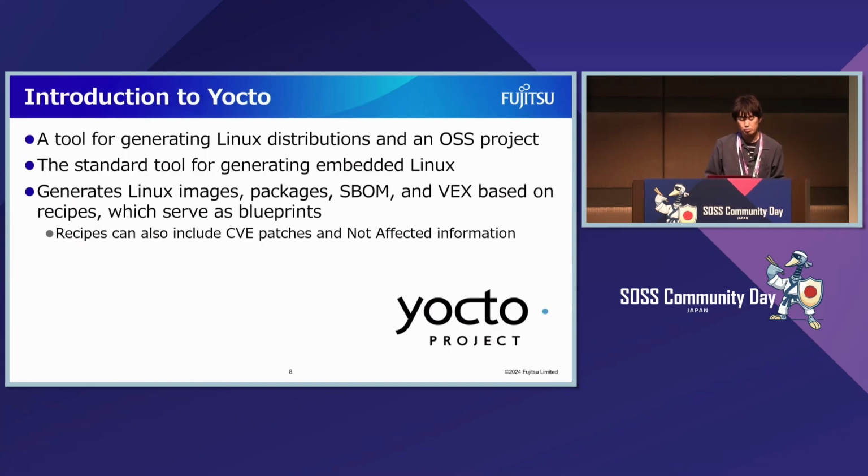Next, I'll explain Yocto in a simple way. Yocto is a tool that makes embedded Linux distributions. It uses something called recipes to make products and SBOMs. Recipes contain information such as source code URIs, vulnerability patch information, and if vulnerabilities apply.